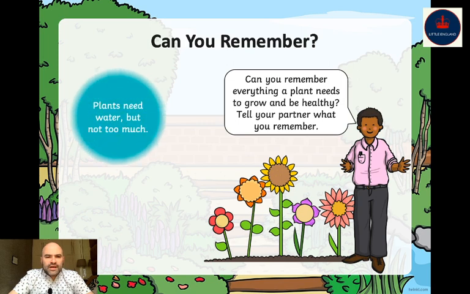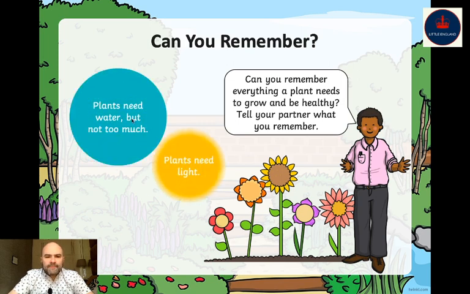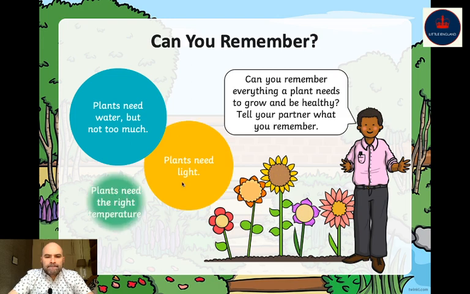So let's go one more time. Plants need water. Can you guys say it? Plants need water. Plants need light. And plants need the right temperature.